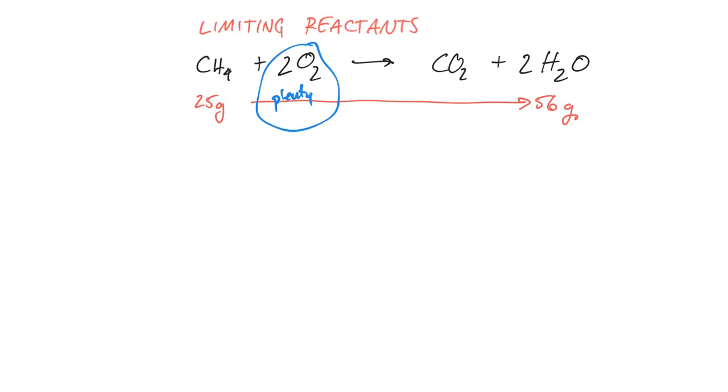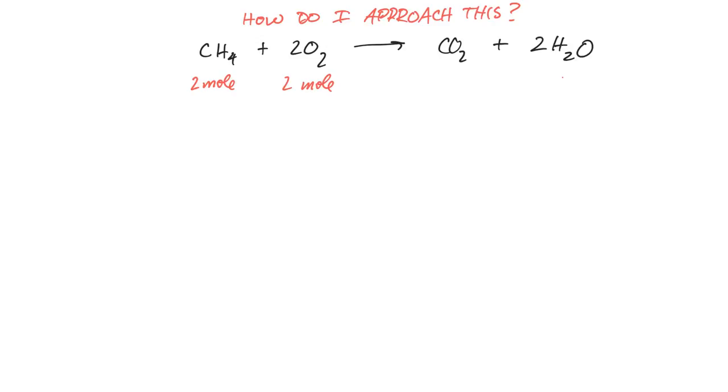What about a scenario where that's not necessarily true? What about a scenario where I have to worry about which reactant runs out first? And that's the subject of limiting reactants. So how do I approach a problem like this? Well, let's take the same reaction, methane burning to produce carbon dioxide and water.